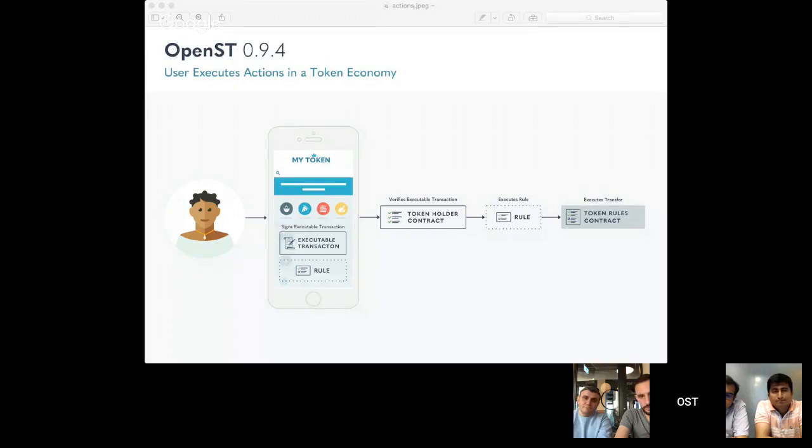So, Rachin, I think you discussed the process a little bit already, a little bit prior, of how this works. In our Medium post, we have this image that represents both the token holder contract and the token rules contract. So, do you think you can walk us through what the process is like for a transaction?